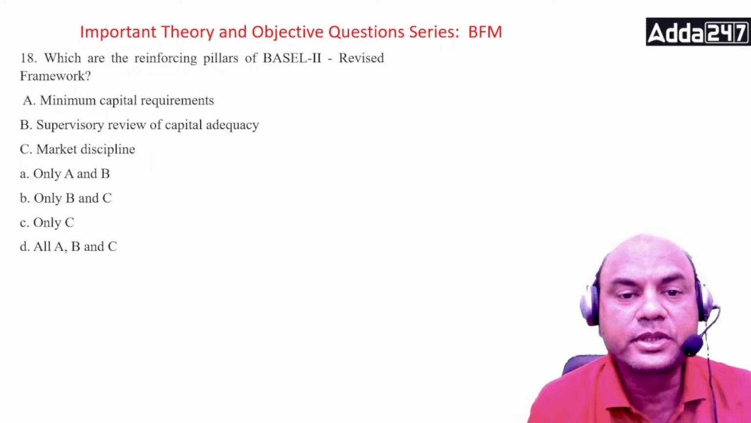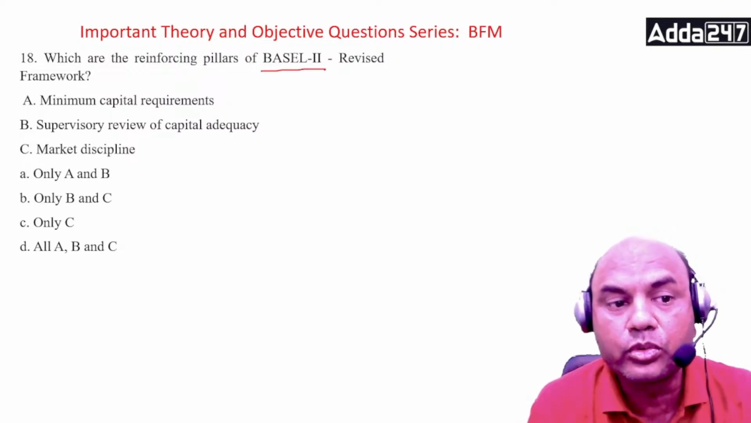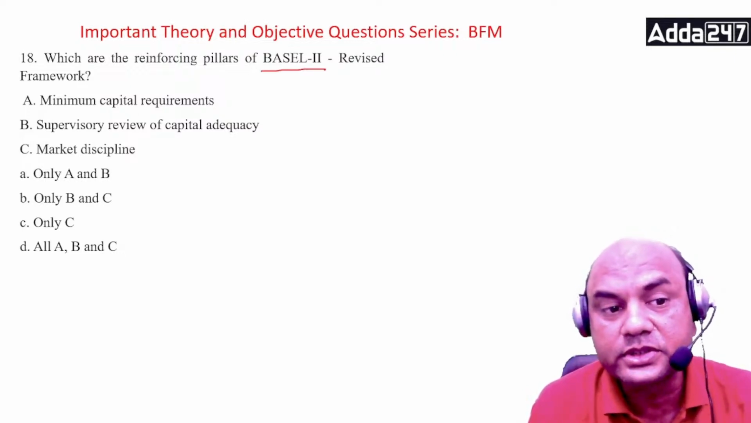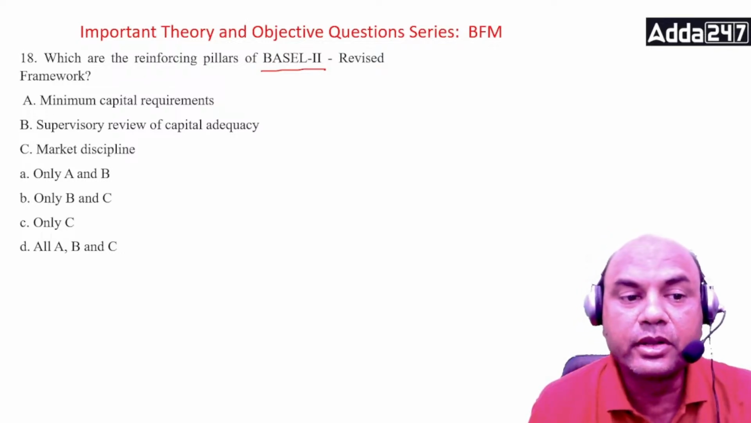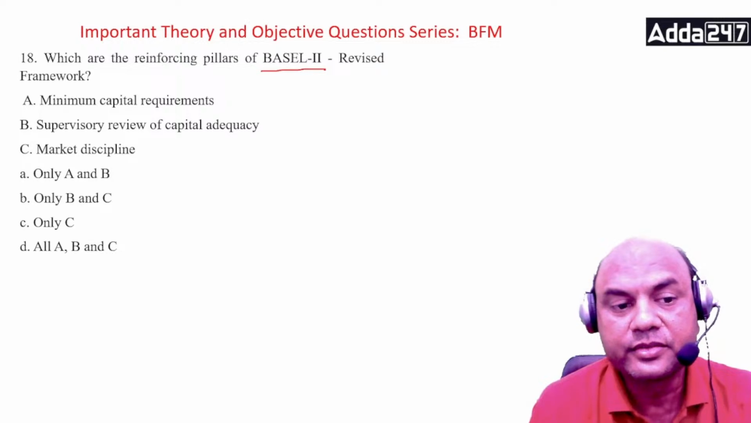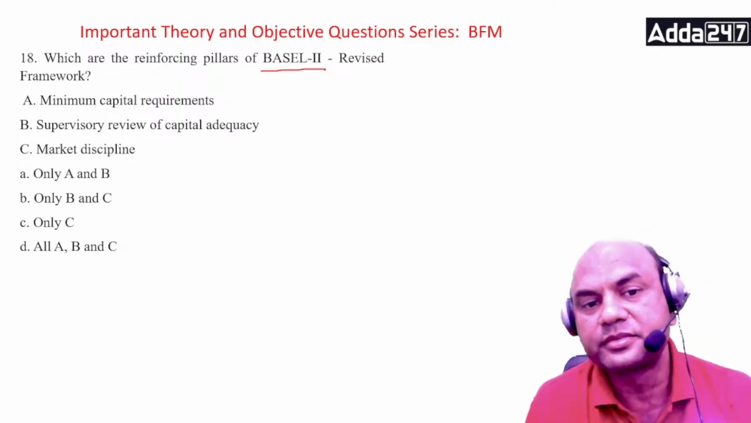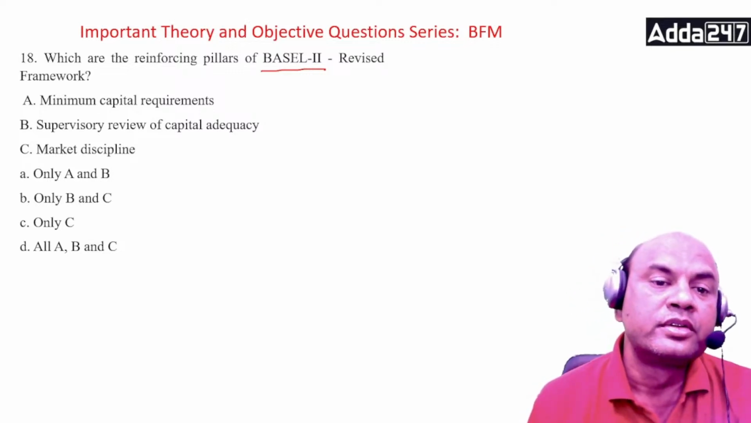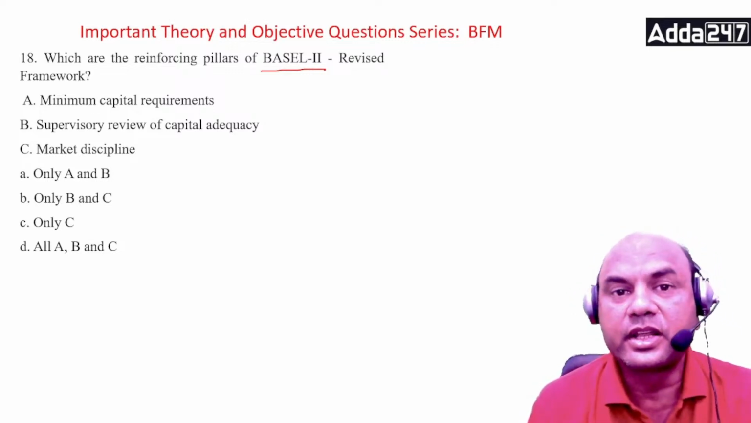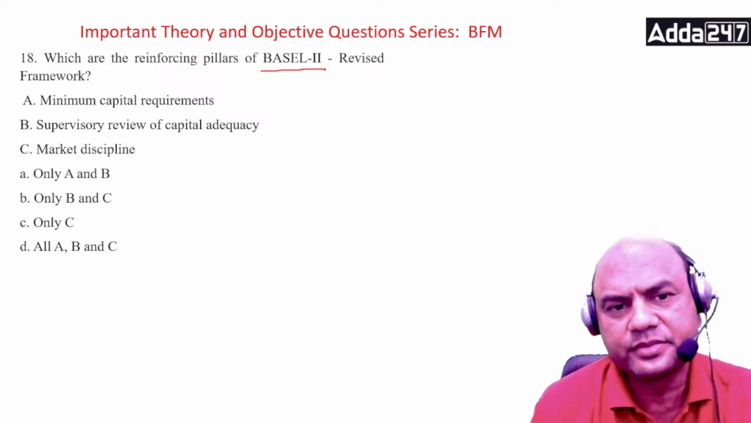Which are the reinforcing pillars of Basel II revised framework? Minimum capital, supervisory review, market discipline. Only A and B, B and C, C, A, B and C. So which are the reinforcing pillars? Reinforcing means which are the main pillars?